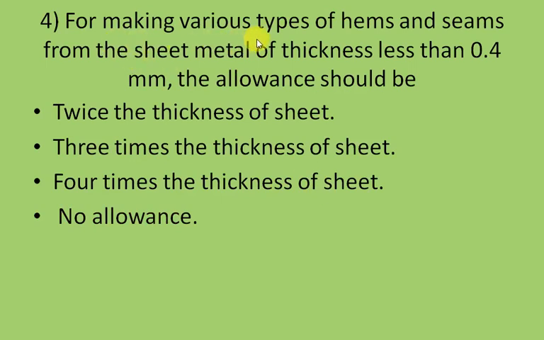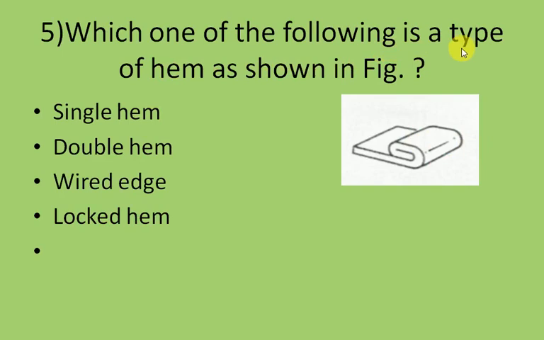For making various types of hems and seams from sheet metal of thickness less than 0.4 mm, the allowance should be: there is no allowance. Which type of hem is shown in the figure? It's a double hem.